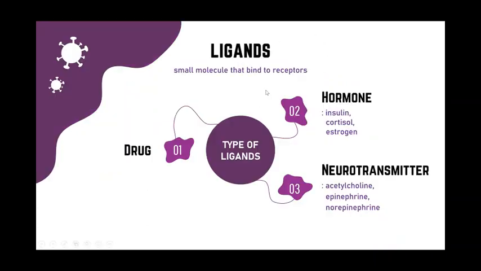A ligand is a substance that forms a complex with receptors to serve a biological response on our body. Ligands can be drugs, hormones such as insulin, cortisol, and estrogen, as well as neurotransmitters, which are acetylcholine, epinephrine, and norepinephrine.